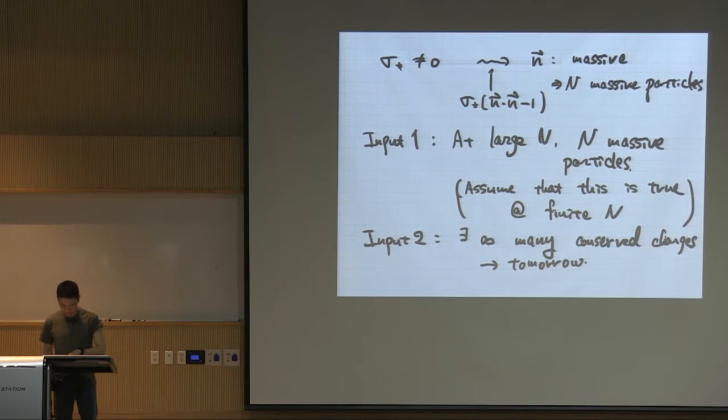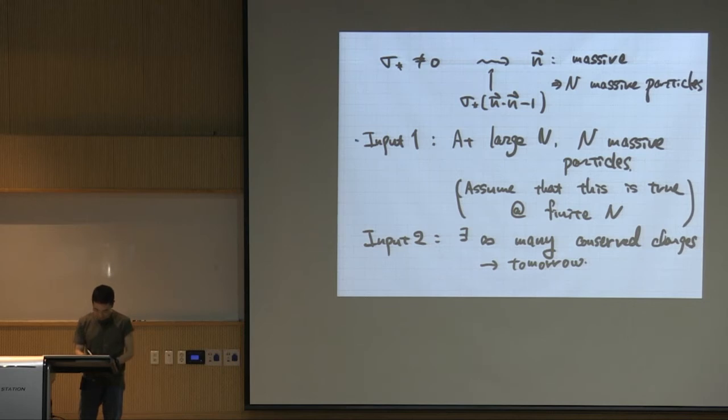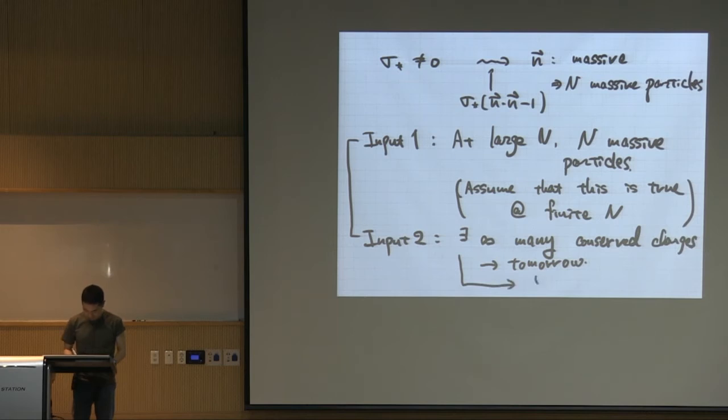So the idea is to use these inputs and then try to determine the 2 to 2 S-matrix. But I should say, before doing that, that because of what I explained in the first half of my lecture, the existence of infinitely many conserved charges immediately implies the Yang-Baxter equation.